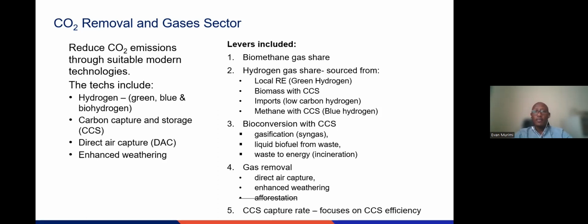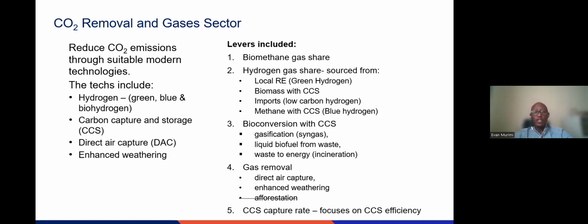Then we can have bioconversion, where we take various materials, for example, methane, then we do gasification, but then we have to incorporate carbon capture and storage so that we don't release it to the environment. We can also incinerate the waste so that we generate energy, or get liquid biofuel from some of the waste that is thrown into landfills.